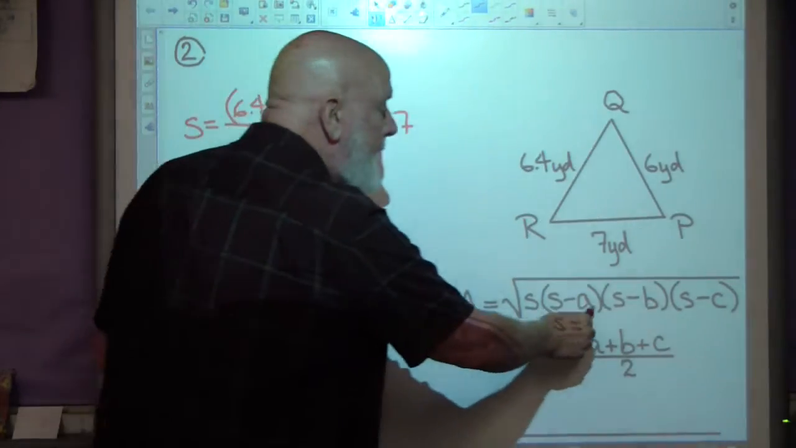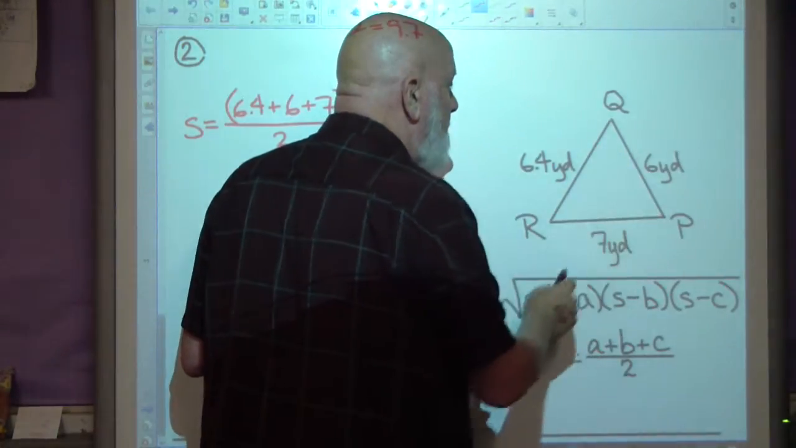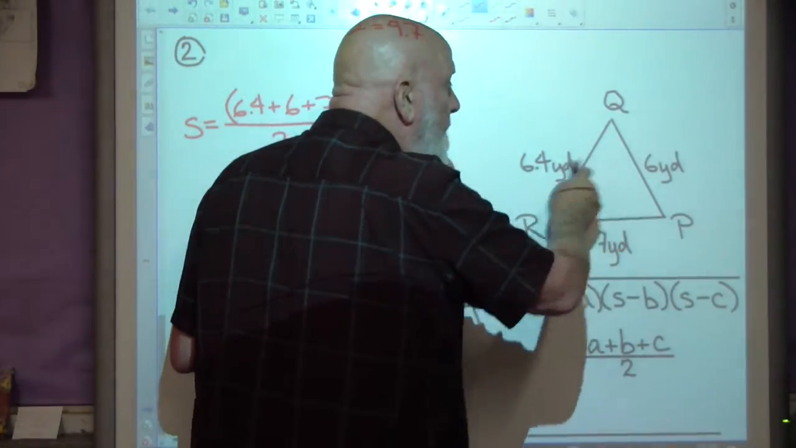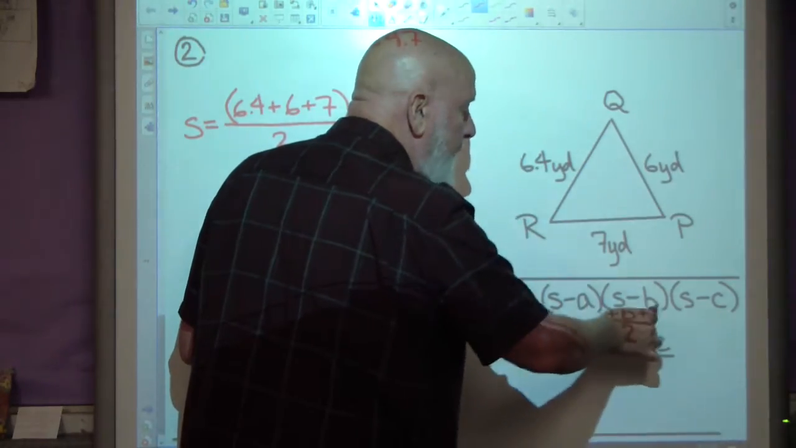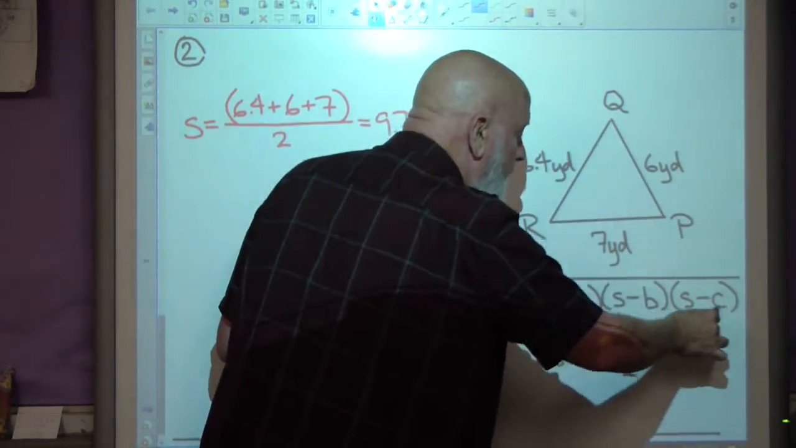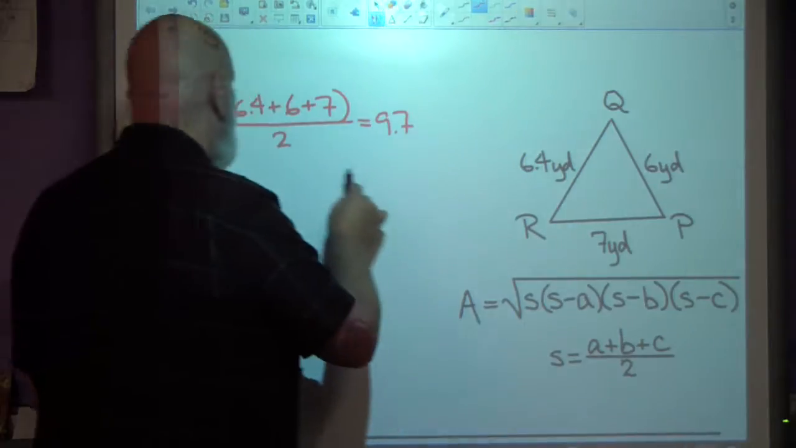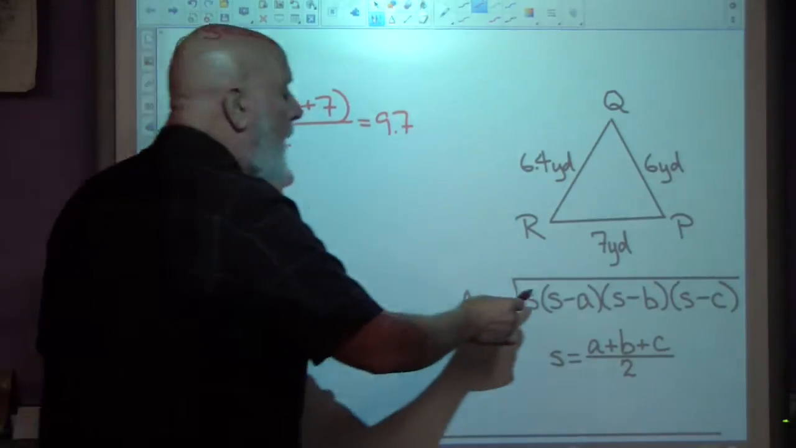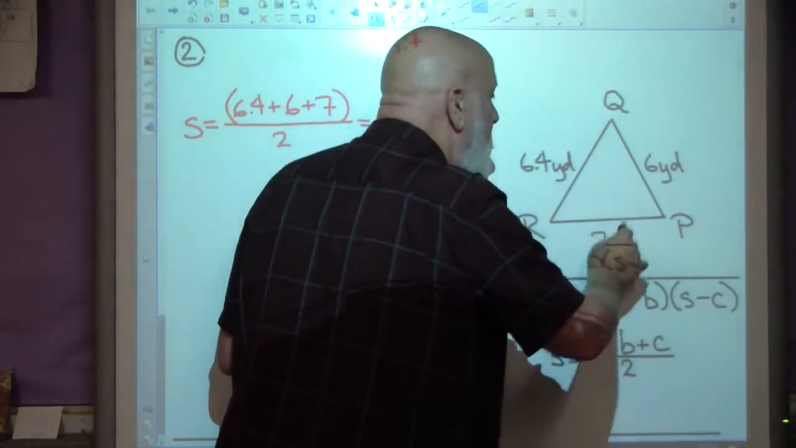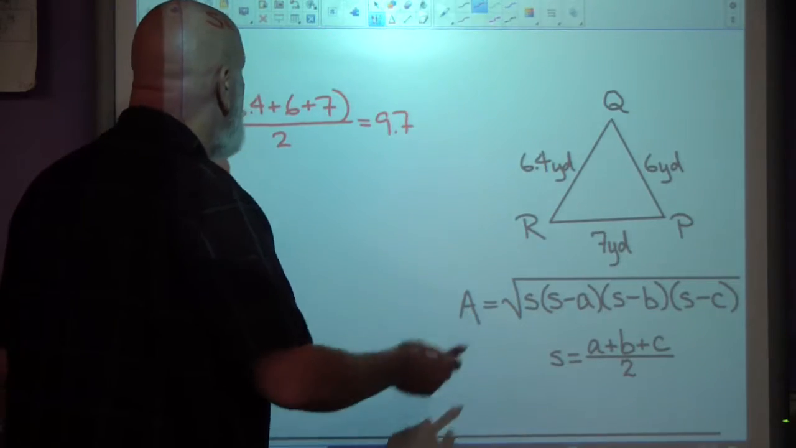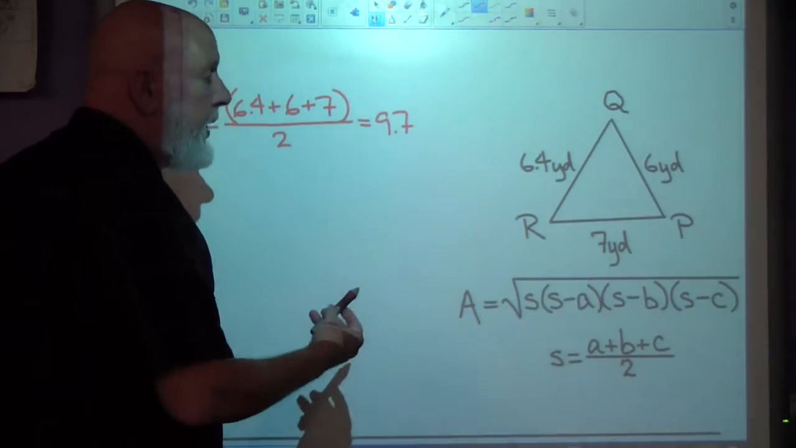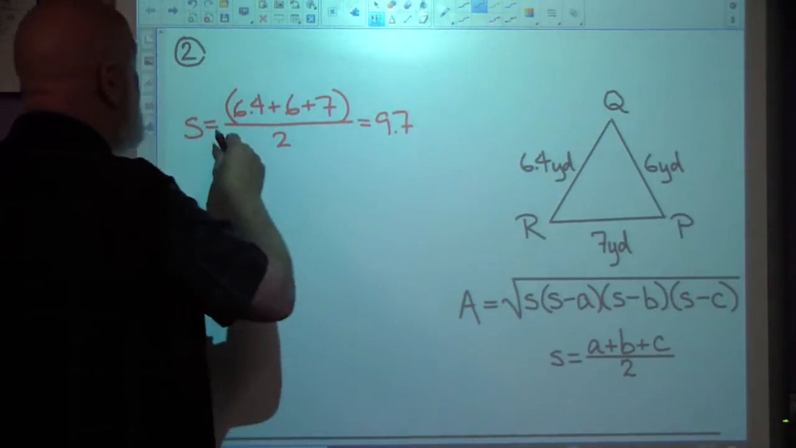For the A, B, and C, I'm going to use the sides of the triangle. Even though these are P, Q, and R, it doesn't matter what variables we use. We're just going to put the sides here. So we found half of the perimeter to be 9.7, and we know the sides of the triangle because we're looking at them. We're going to plug all this into Heron's formula and hopefully not mess up when we're putting our values into the calculator.